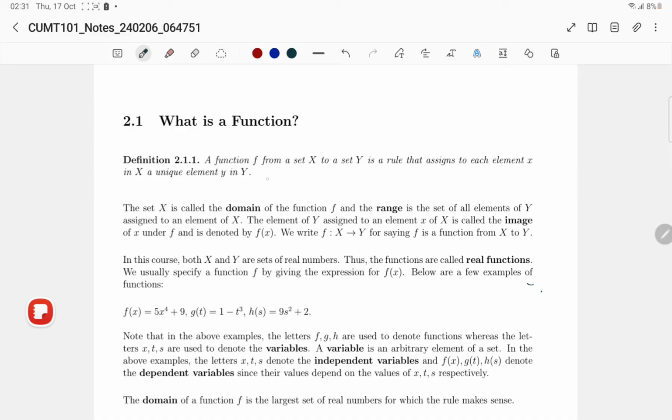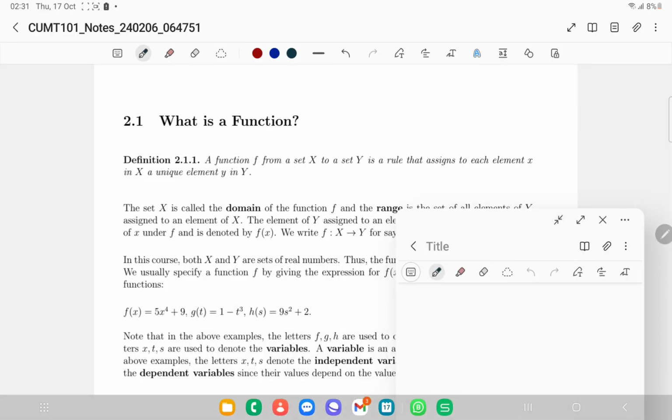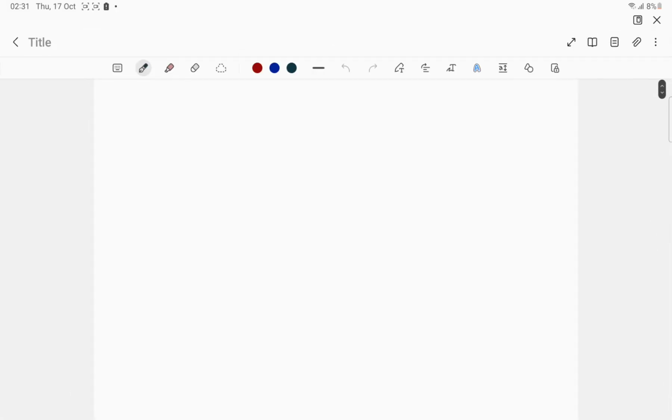So a function f from a set X to a set Y is a rule that assigns each element x in X to a unique element y in Y. So if we have a rule which assigns a unique element x in X to a unique element y in Y, we call f a function.